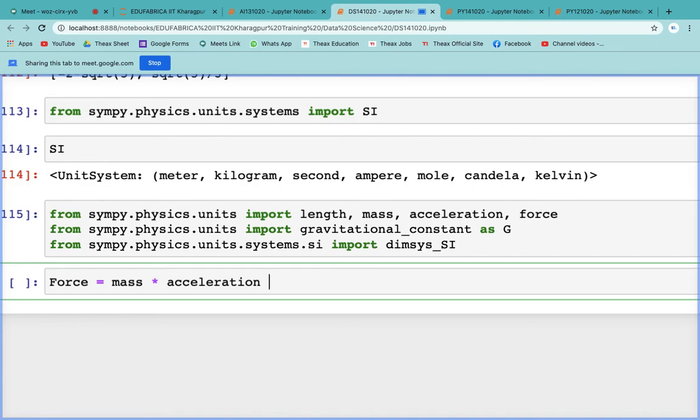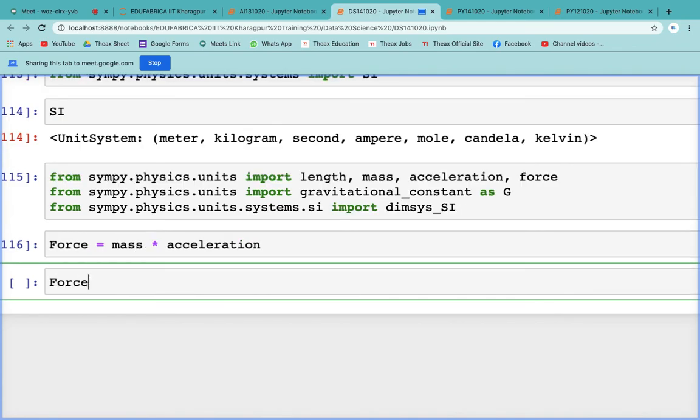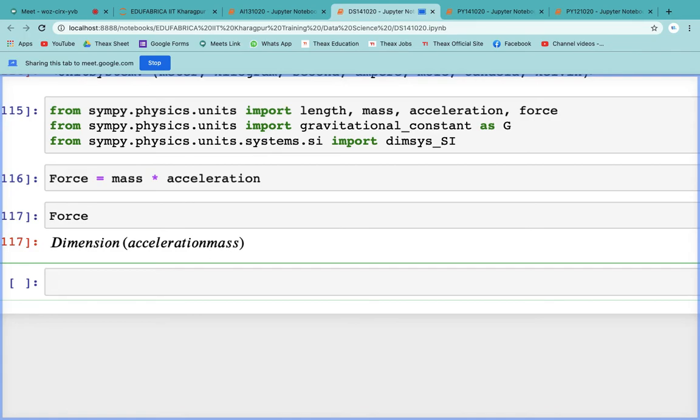That's nice, right? So what is my force? Dimension, acceleration into mass. MLT minus 2. Yeah, that's it. Very good. Someone said LMT minus 2, someone said MLT minus 2. That's what I said. That's it.